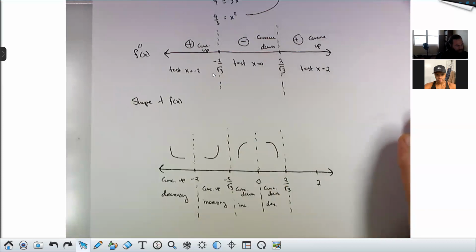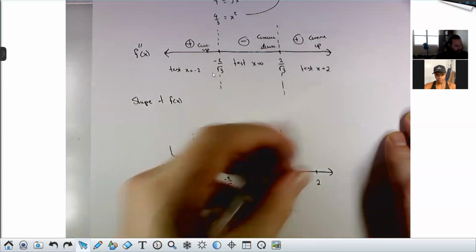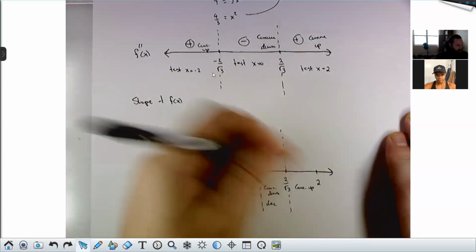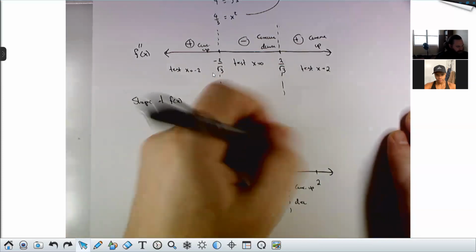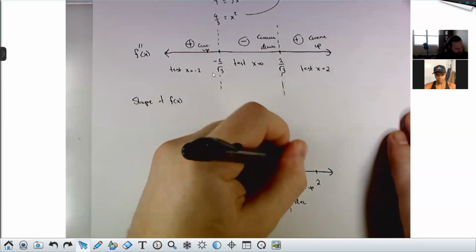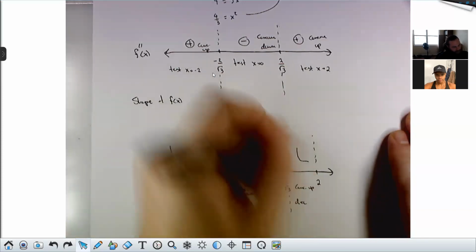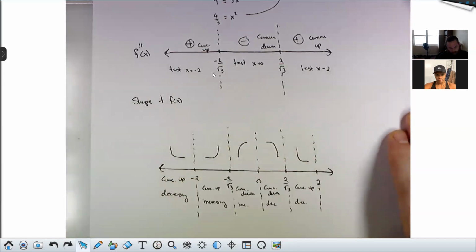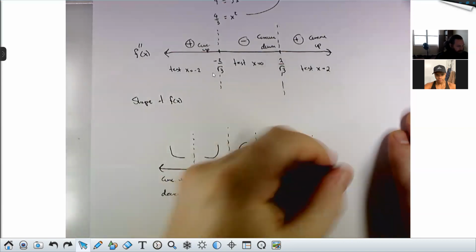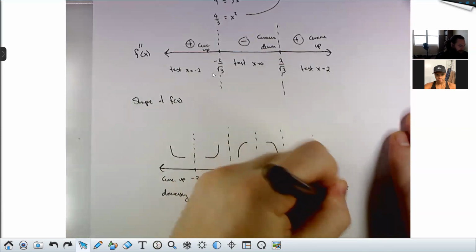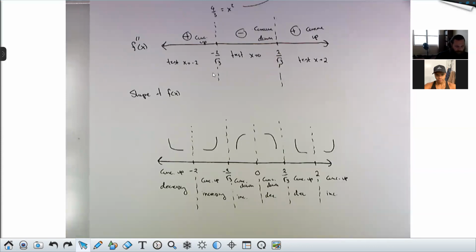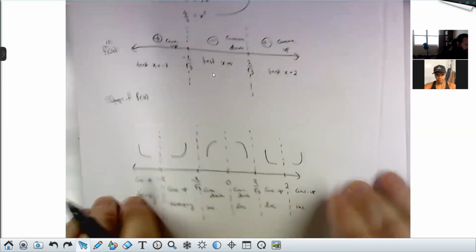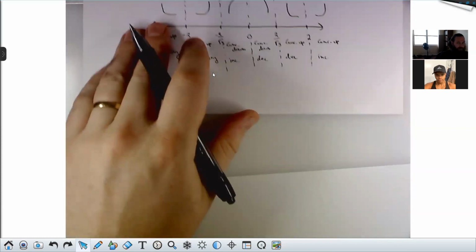At 2 over the square root of 3, our concavity changed from concave down to concave up. And we are still decreasing because we have not yet gotten to 2. So now we are concave up, decreasing, which looks like this. And then finally at 2, we switch to being increasing, but we are still concave up. So that looks like this. Fairly complicated problem here, even ignoring the weirdness with those crazy x-intercepts from the start.